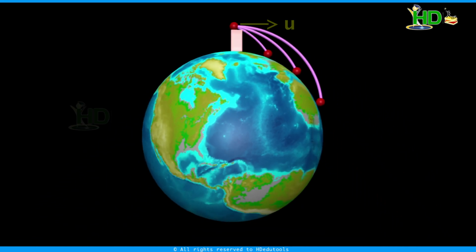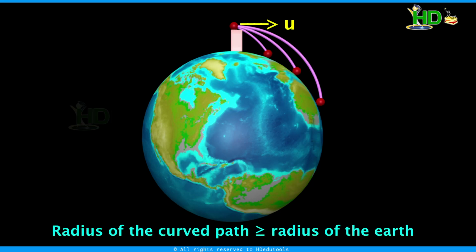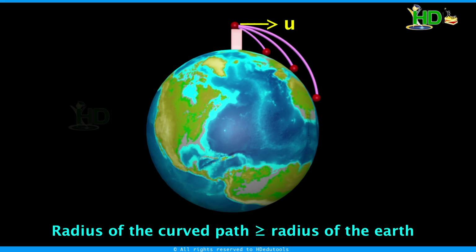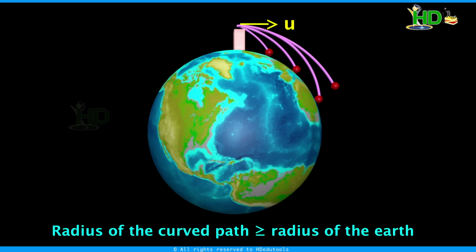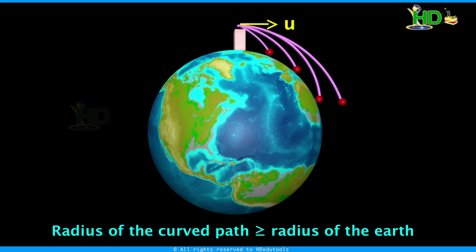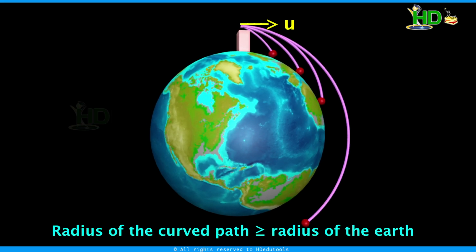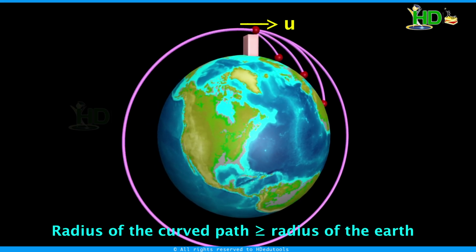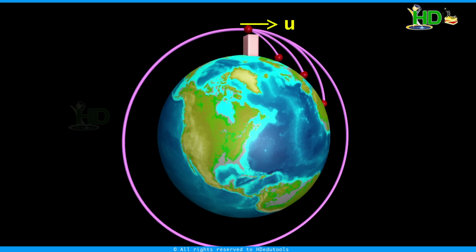If the object is given an initial horizontal velocity such that the radius of this curved path is equal to or greater than the radius of the Earth, then what happens? Now this is the curved path. Can it return to Earth? No, it will not return to Earth. If the range is more than the radius of the Earth, then this object cannot return to Earth. Now this object becomes an artificial satellite. It orbits around the Earth. This is the principle we use in launching a satellite.